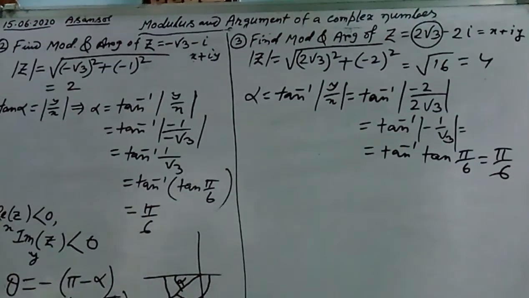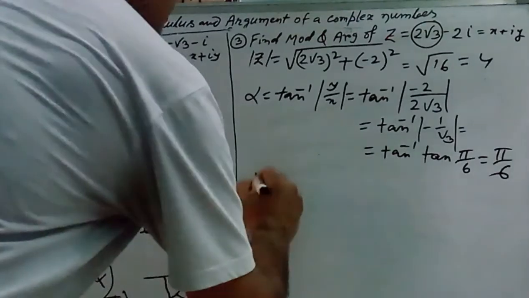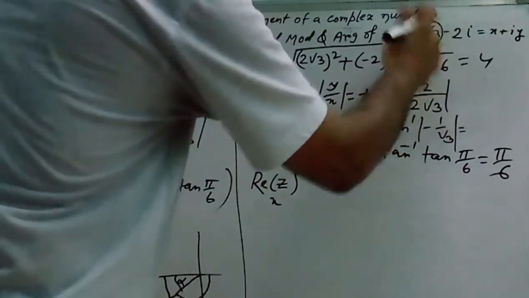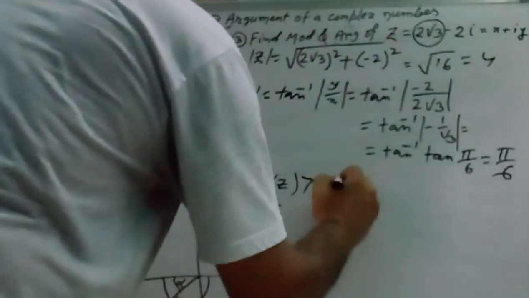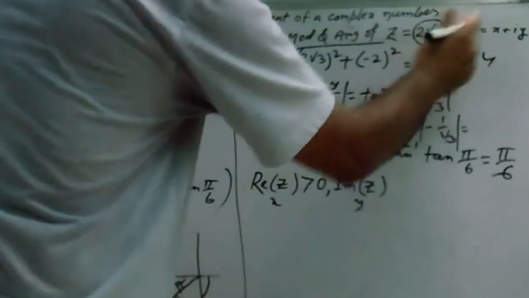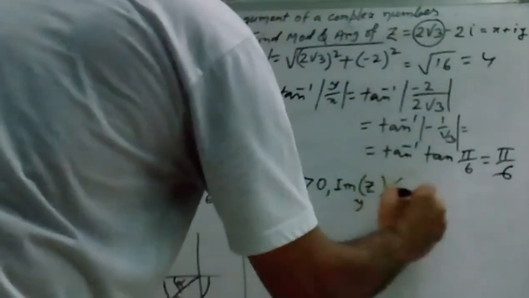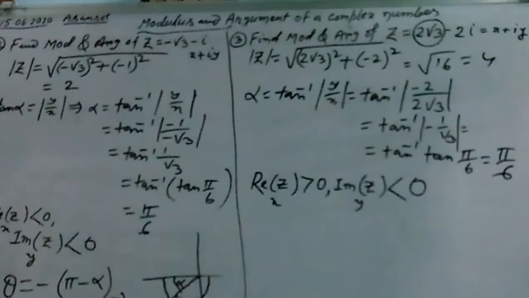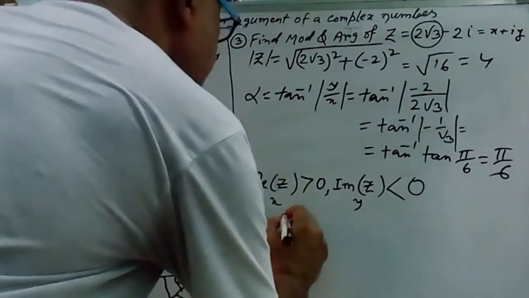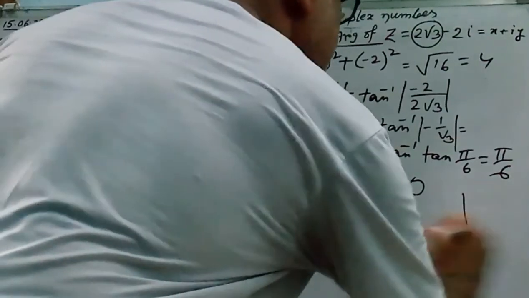Now here real z, that is x, is 2 root 3, positive, greater than 0, and imaginary z, that is y, is minus 2. This is negative, less than 0. So x is greater than 0 and y is less than 0. In what quadrant will this z lie? Z will lie in the fourth quadrant. And in this case, theta is equal to minus alpha.